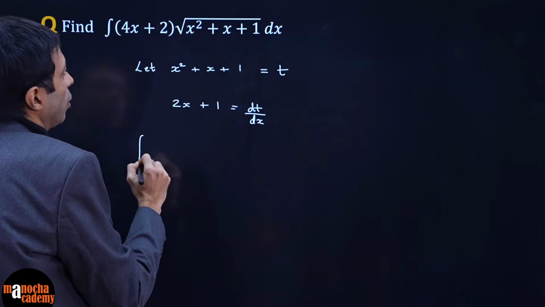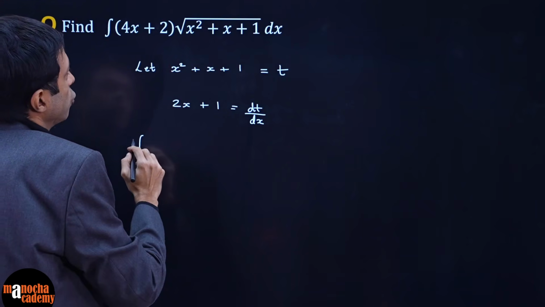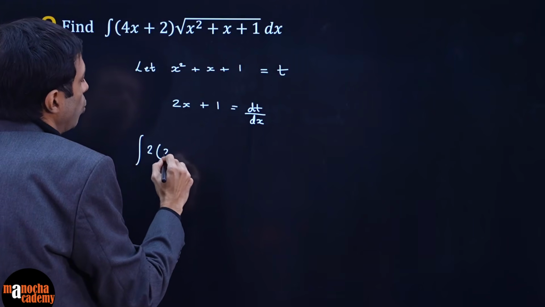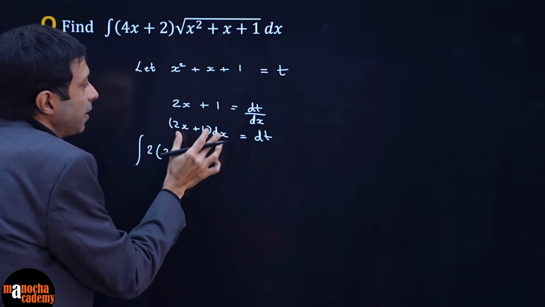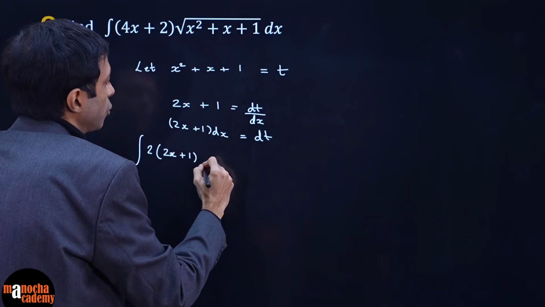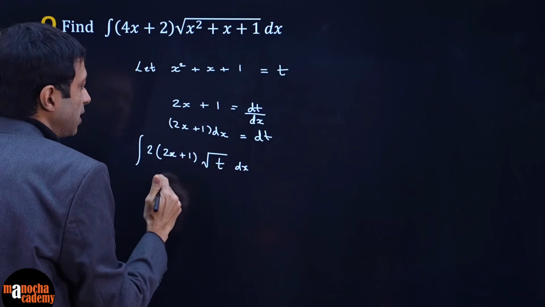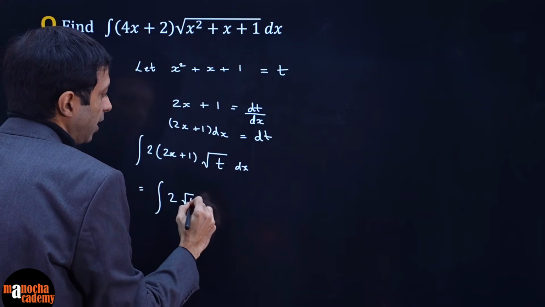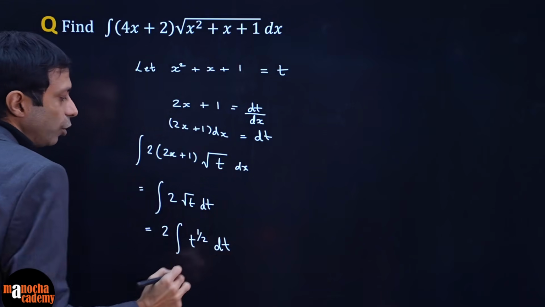So integration of, and what are we left with over here? So 4x plus 2. If I take a look, that is nothing but 2 times 2x plus 1, and can you see here? It's becoming really simple. This part is nothing but your dt, this with your dx, and this part is square root of t and dx. Now you see, you can combine these two guys. This is nothing but your dt. So integration 2 root t dt. Wow! Isn't this beautiful? And now I'm sure you can finish it off.